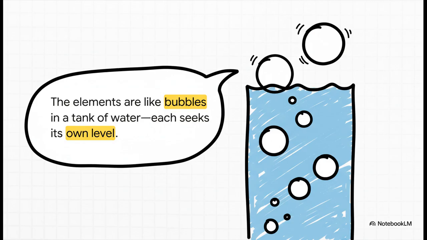Just picture it. You've got a bunch of numbers in a list, and they're like bubbles in a tank of water. What do the biggest bubbles do? They float right to the top, right? Well, that's the whole idea here. Bubble sort is all about moving the largest values up to their final sorted position at the end of the list, one bubble at a time.